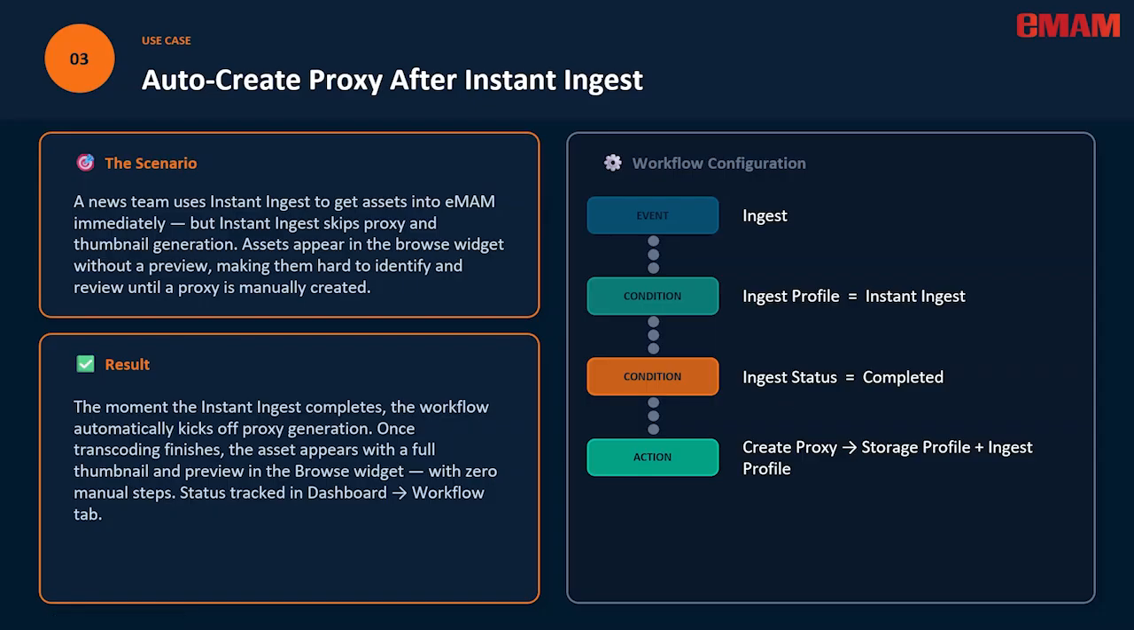The fix is a workflow where the event is ingest and the condition checks that the ingest profile equals instant ingest and the status equals completed, and the action is create proxy with appropriate storage and ingest profiles. The moment instant ingest completes, the proxy generation kicks off automatically. Once transcoding is finished, the asset shows up with a full thumbnail and preview. Zero manual steps, and you can track the status in the dashboard under the workflow tab.